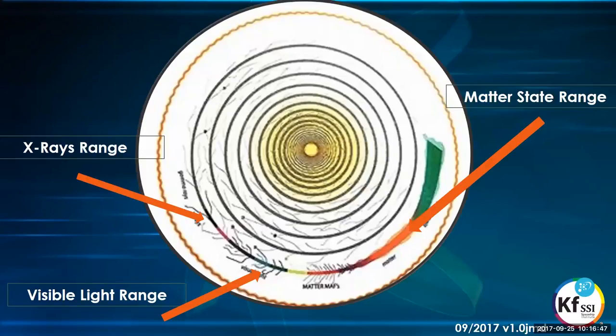And when you have a look on the right side, that's the matter state range. So we're right on the edge. That's where we've been playing and working for the last thousands of years, in the matter range. When you move into the center, you get the visible light range and the X-ray range. And this is what we've been working with and what we've understood to current science at the moment.